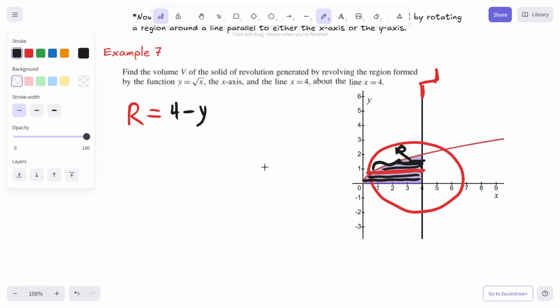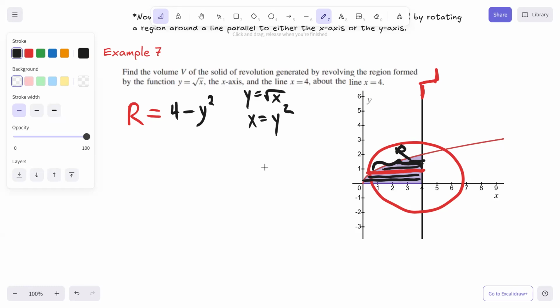So it's 4 minus y squared actually. Because if you have y equals square root x, then x equals y squared. So you have 4 minus whatever the x value is that you're moving over, but in terms of y, x is y squared. So the big R is 4 minus y squared. Another way to think of this is, like I said earlier, right minus left. The right boundary is 4, the left boundary is y squared.